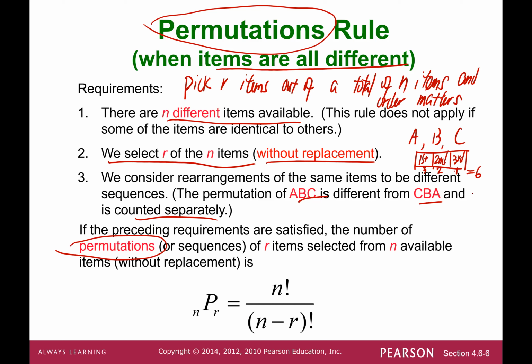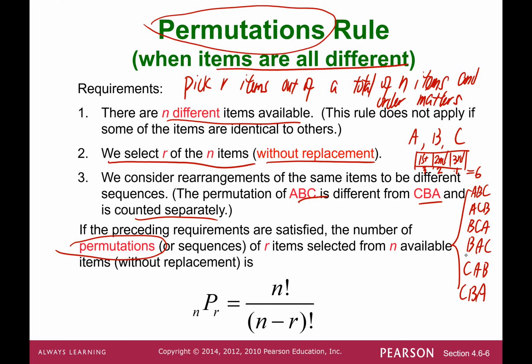And you can list it, right? It could be ABC, ACB, BCA, BAC, CAB, CBA. So that's why there are 6 different arrangements.